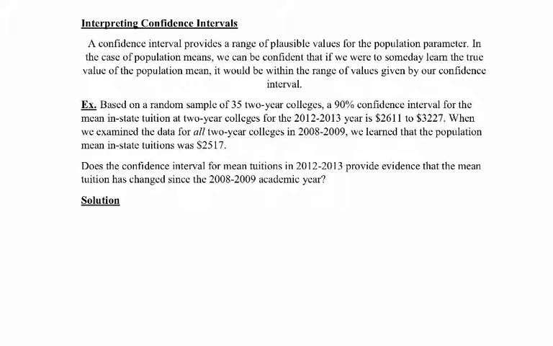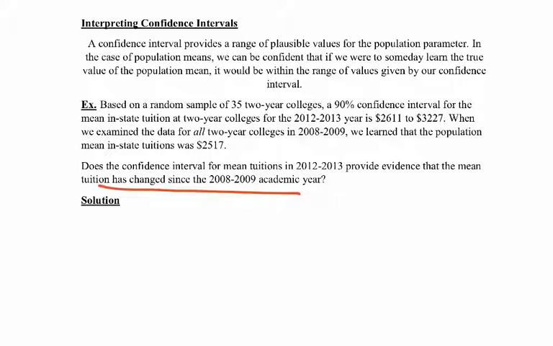So based on a random sample of 35 two-year colleges, a 90% confidence interval for the mean in-state tuition at two-year colleges for the year 2012-2013 is 2,611 to 3,227. When we examine the data for all two-year colleges in 2008-2009, we learned that the population mean was 2,517. So the question says, does the confidence interval that we came up with provide evidence that the mean tuition has changed since the academic year in 2008-2009?